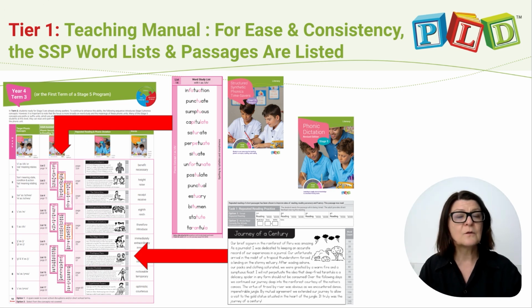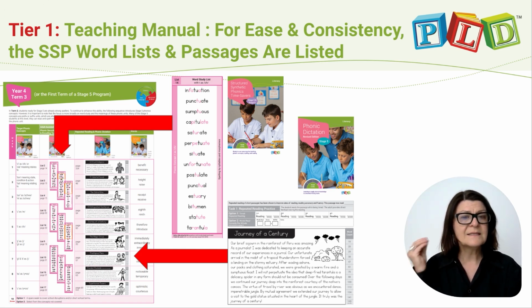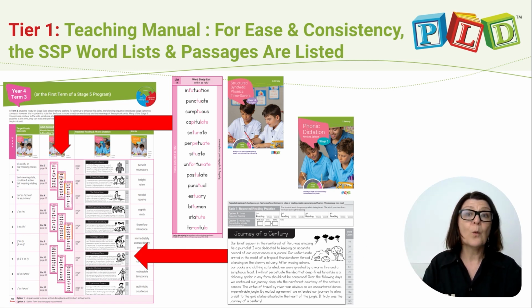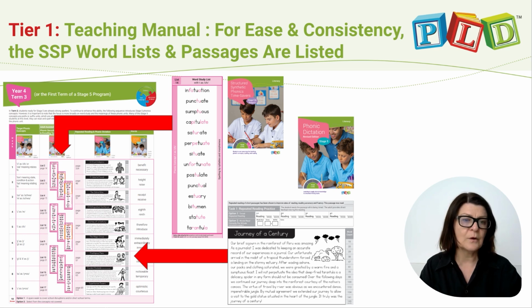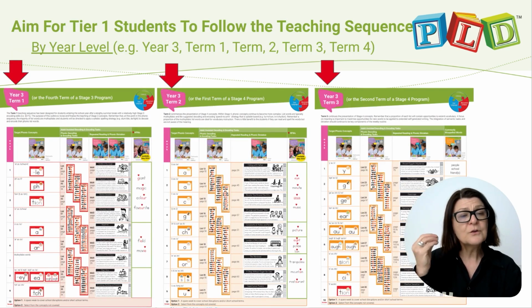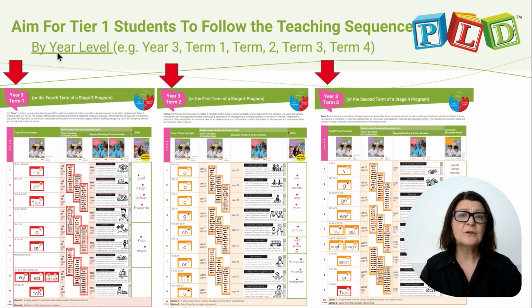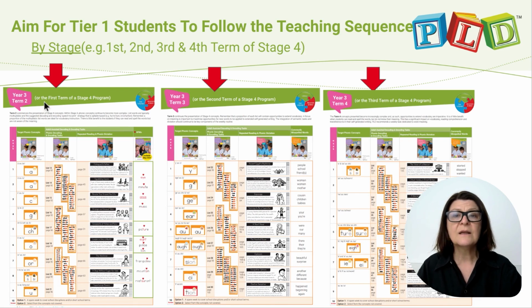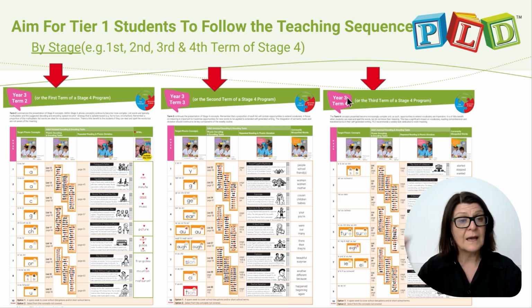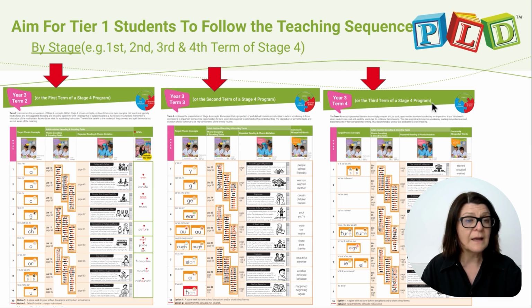Your teaching sequence manuals are ideal and designed not for the whole class, but for your Tier 1 students, so that at least one group is easy to plan week by week, what to teach, what are the lists, and what are the phonic dictation passages. For your Tier 1 students, you have 2 options. You can teach by year level, Year 3, Term 1, Year 3, Term 2, Year 3, Term 3, or the other option is this is the first term of a Stage 4 program, a second term, a third term. So you can either categorise and use these teaching sequences by actual year and term levels, or by where the students are located within a stage.